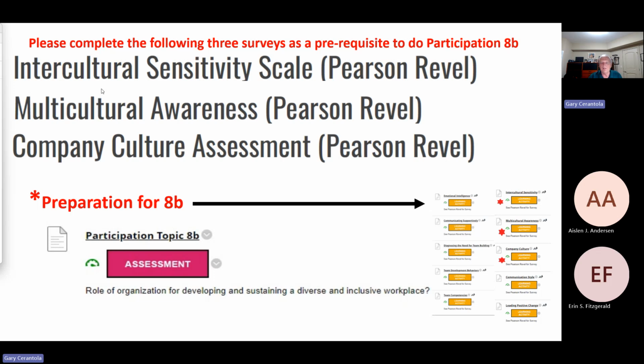So here's where, for 8B, I highlighted these three particular surveys that are really germane to what you need to do in participation topic 8B. So if anything, do these three surveys, if you don't really do all of them, before you tackle this with your group.